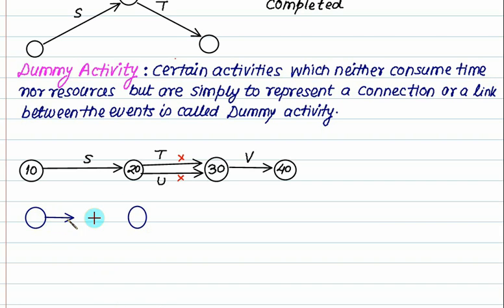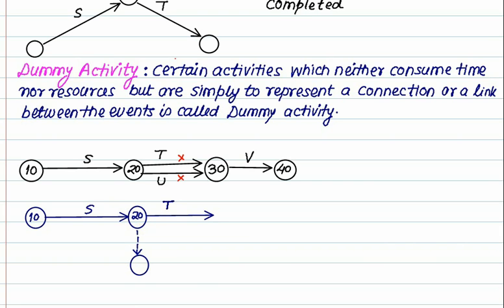It means that the activity S is complete. Then we can start activity T, correct? So we'll show activity T here, and we introduce here one dummy member. This dummy member is normally shown by a dotted line, and it does not consume any time. This activity is equal to what? T. It means that this and this have taken the same time.